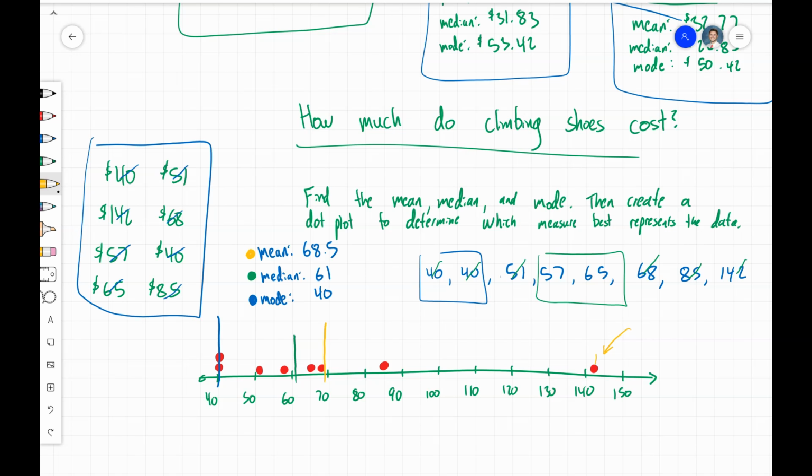Finally, if we look at the mode, clearly the mode is not our best measure of the typical cost of the shoes, because it is lower than all but 2 of these points. So in this case, we could say that typical climbing shoes cost about $61. So the median in this case is our best measure to represent the data.